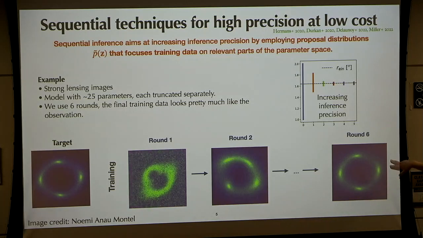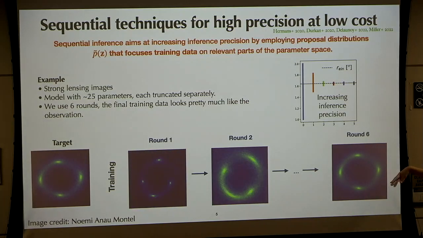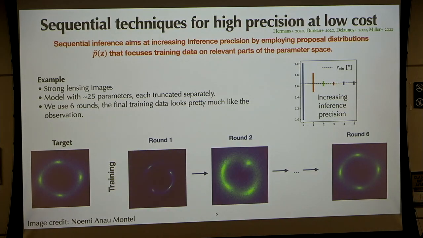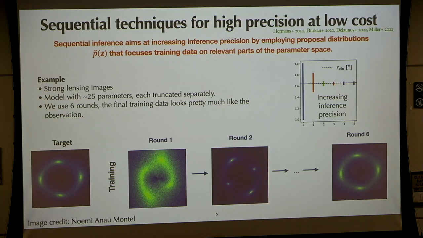And in the end, the variance of the training data is quite small. And we get answers for things like the Einstein radius that are compatible with what you would expect if you had just run a Markov chain Monte Carlo in 25D.